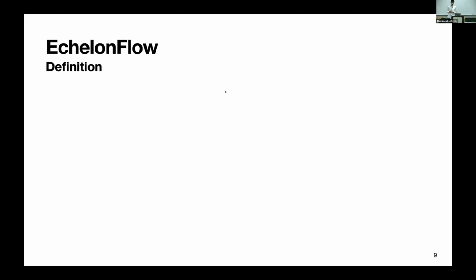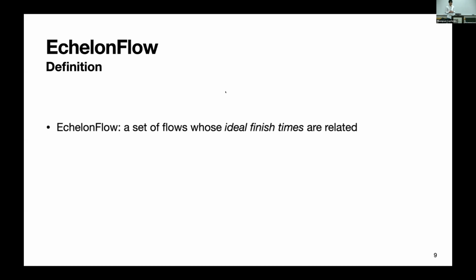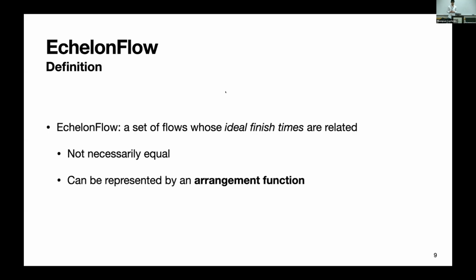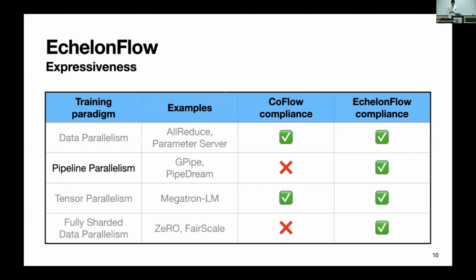Formally, we define an echelon flow as a set of flows with related ideal finish times that are not necessarily equal, but their relationship can be represented by an arrangement function that describes how the flows should be arranged to maintain the ideal computation communication pattern. Echelon flow is pretty expressive in the sense that it is capable of modeling training paradigms that cannot be modeled with CoFlow. But for brevity, we're only going to look at pipeline parallelism. Please see our paper for more details on how we use echelon flow to model other training paradigms.